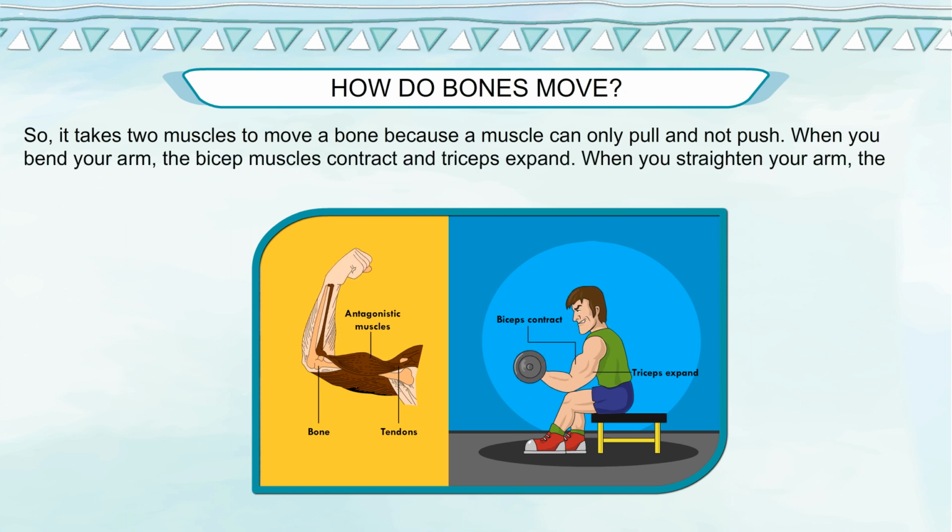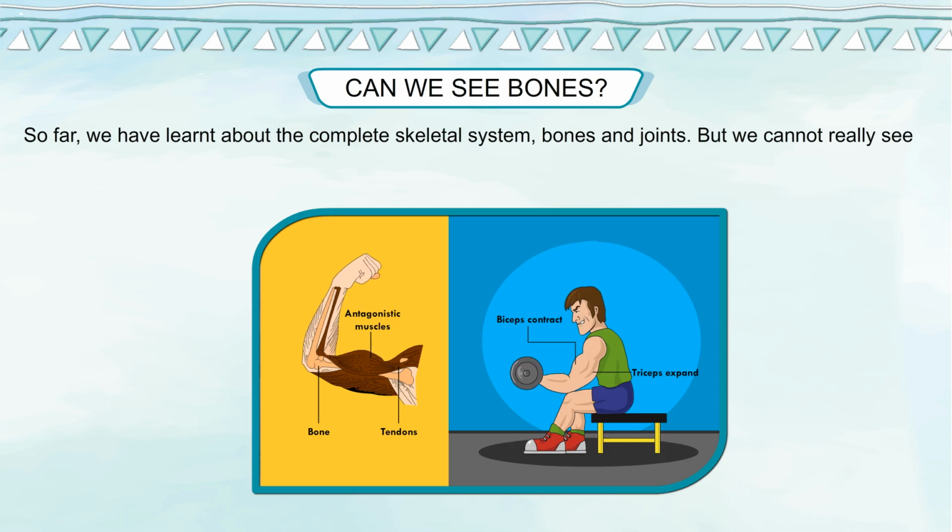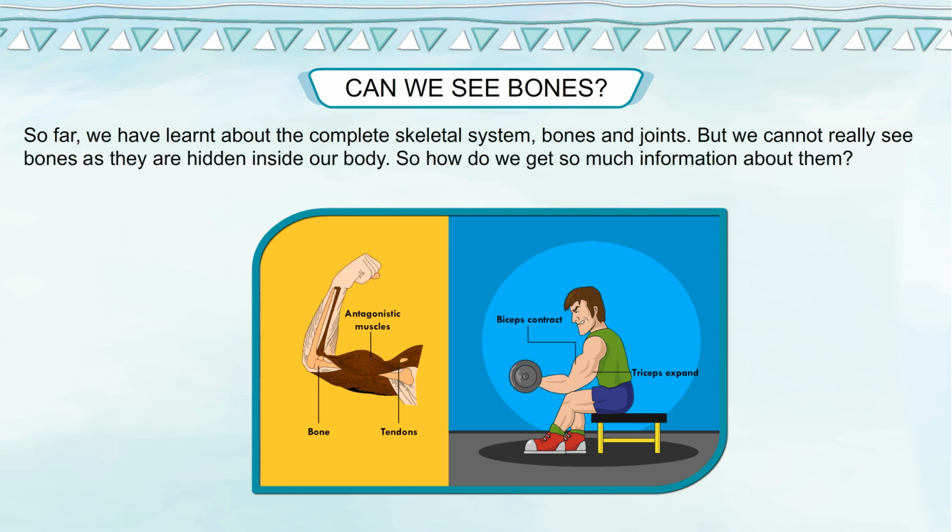When you bend your arm, the bicep muscles contract and triceps expand. When you straighten your arm, the reverse happens. Such muscle pairs are called antagonistic muscles. Can we see bones? So far we have learnt about the complete skeletal system, bones and joints. But we cannot really see bones as they are hidden inside our body.